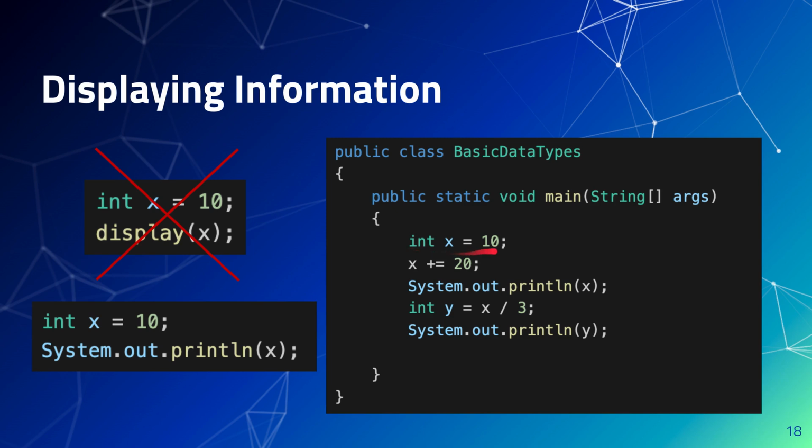Okay, so first we have x, then x is incremented by 20. So now we have a print statement for x. So x is now 30, so this would first print 30. Now we have a new variable being created, which is the value of x, which is 30, divided by 3, so that would be 10. And then we print this new variable y, so we get 10.